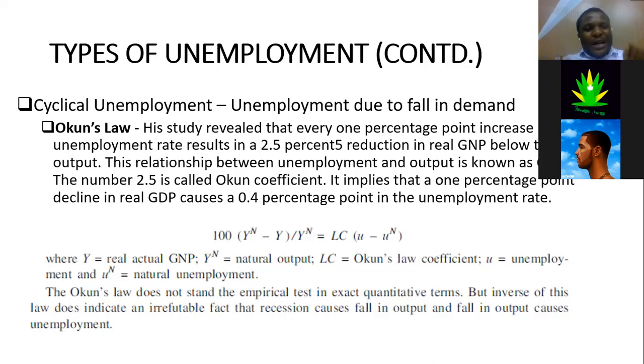So that tells you that the relationship between unemployment and output is inverse. Each time you hear about Okun's law, it is only talking about the relationship between unemployment and output. And that's why Okun said unemployment and output are inverse. As unemployment increases, output will decline. Any point increase in unemployment results in a 2.5% decline in what? In output. Okay? That is Okun's law.